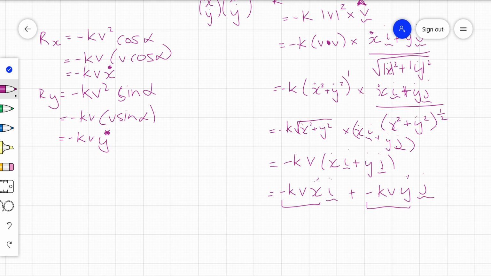This is the same as these two here. So you can see it's not completely separated because there's still a v going on there. So this quadratic drag and its horizontal and vertical components still involve a v, so it's much more difficult to deal with.